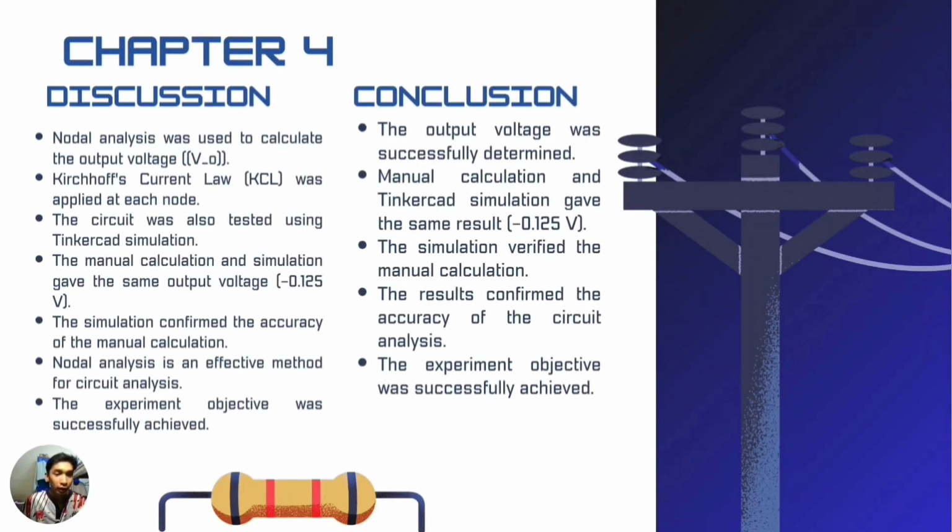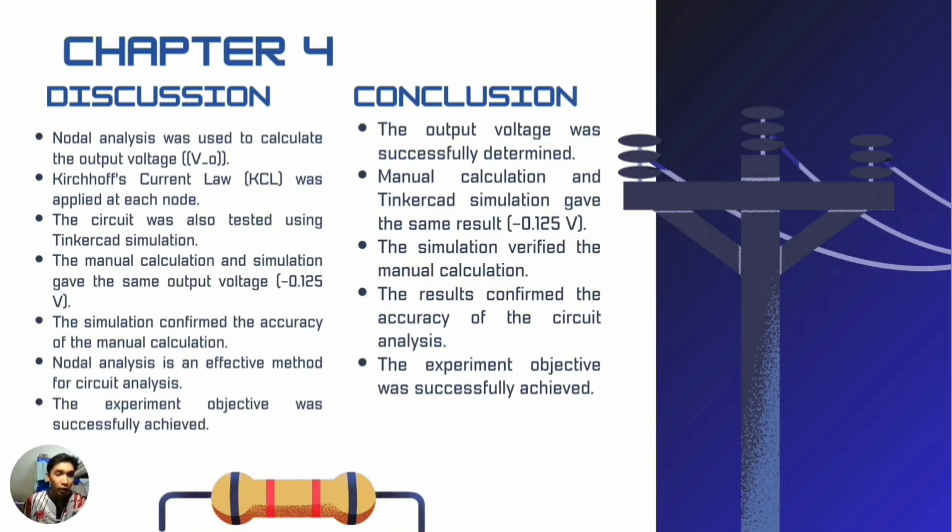This is the discussion and conclusion. First of all, I will tell you about the discussion. Nodal analysis was used to calculate the output voltage. Kirchhoff's current law (KCL) was applied to each node. The circuit was also tested using Tinkercad simulation.